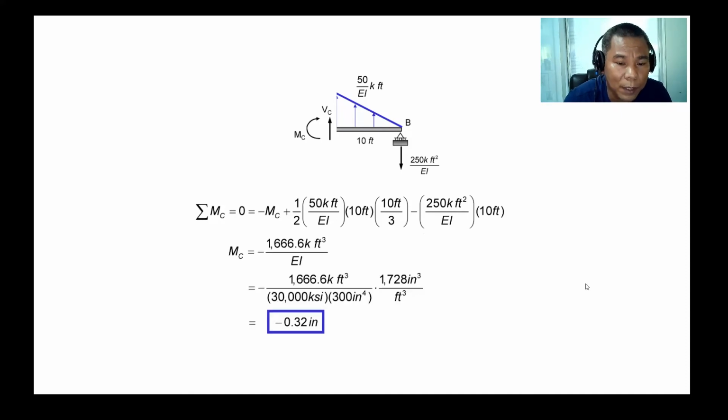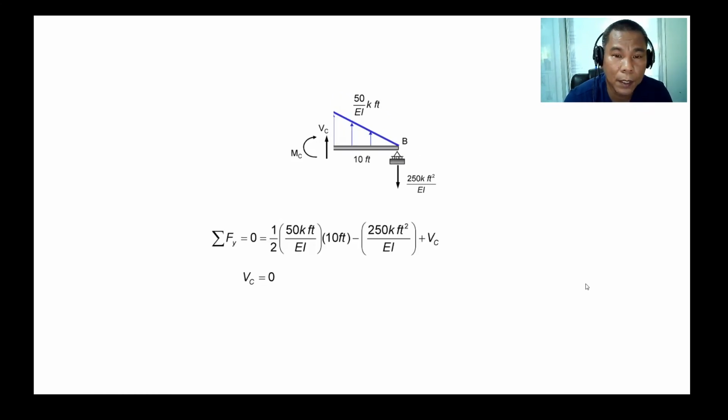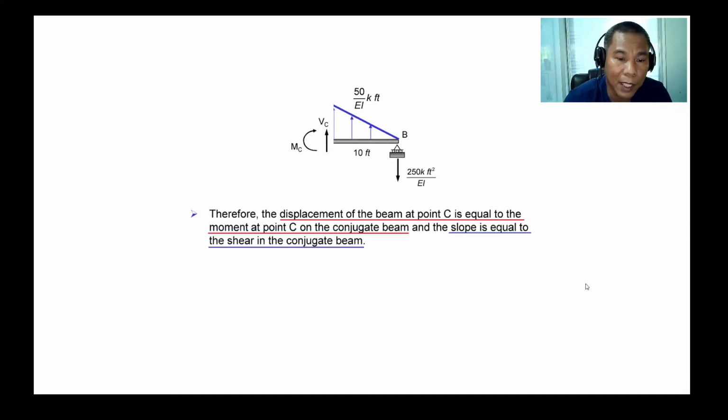The moment MC is minus 0.32, after substituting the values of E and I. So again, you really have to take care of the units here. After that, you can also compute the shear by summing up forces Y equal to 0, where shear in this case is equal to 0. So we are done with computing the internal moment and shear at section C. Remember that the displacement of the beam at point C is equal to the moment at point C on the conjugate beam, and the slope is equal to the shear in the conjugate beam.